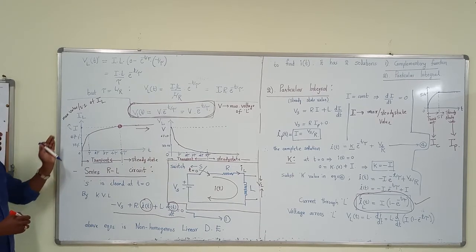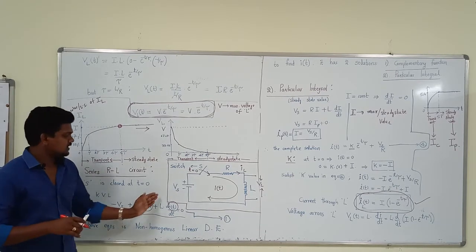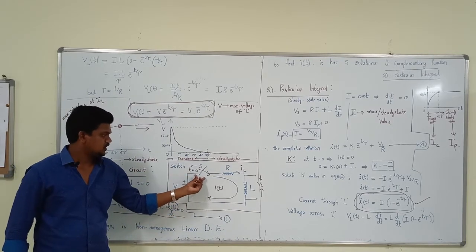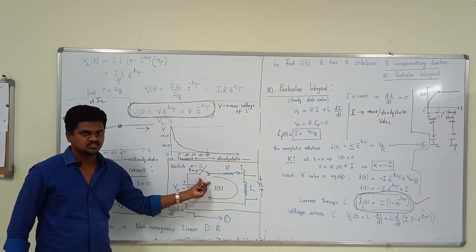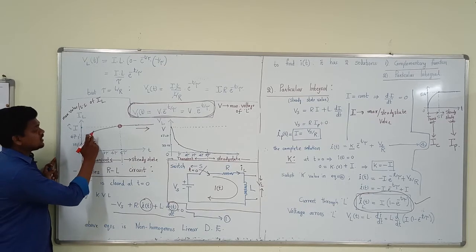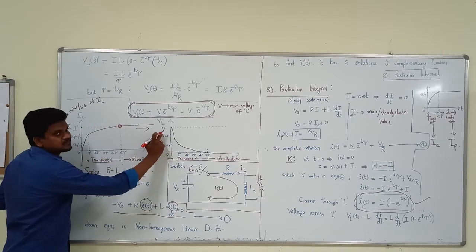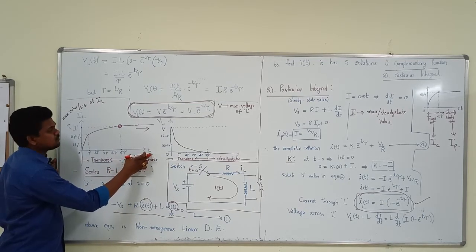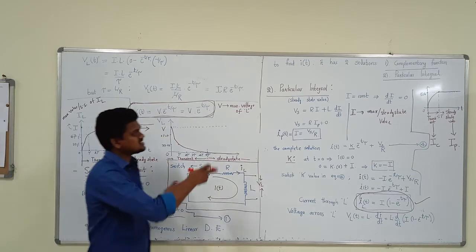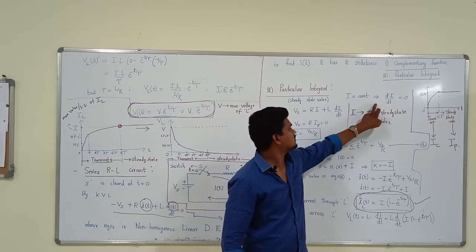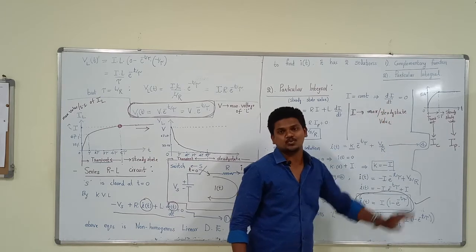Understand? So simply, in the RL series circuit, at a particular time, if the switch is closed, the current follows this path. It takes some time, and after that time it is fixed. Where the value is constant, this is known as the steady state value. That's why, at steady state, the current is constant and the differentiation of the current with respect to time is 0.